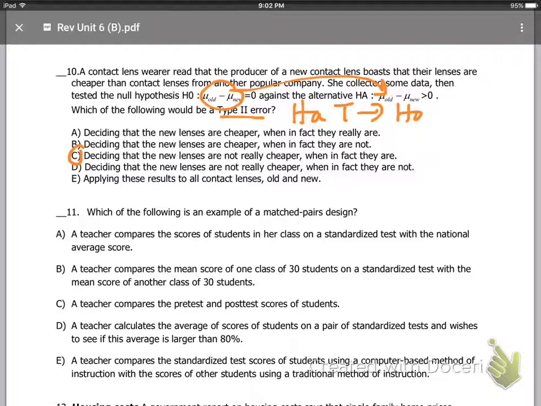Okay, so here they want to know about matched pair designs, and it's pre-test and post-test, okay? This took a while. This was quite a complicated multiple guess.